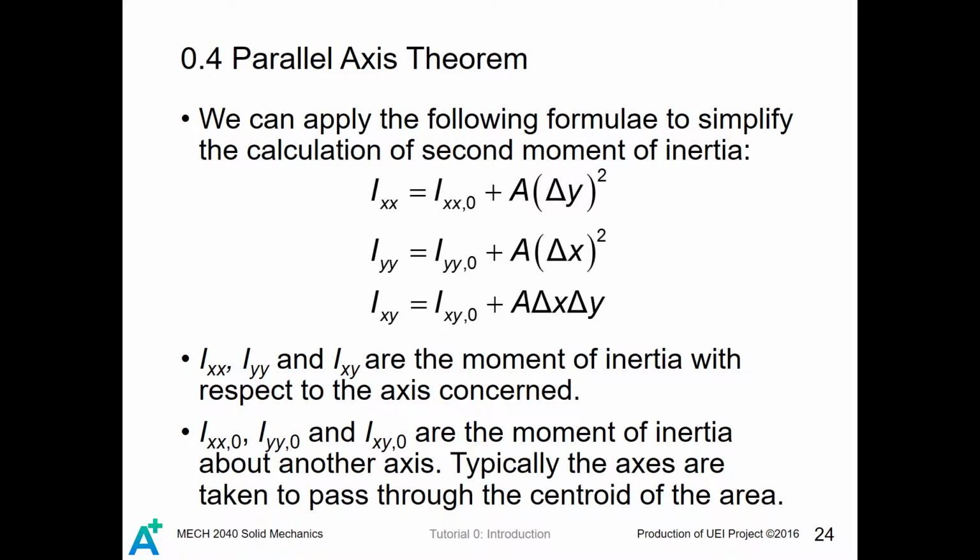let's talk a little bit. So Ixx naught, what does that mean? Just now we evaluated what is the moment of inertia of this rectangle. This axis is passing through its centroid, right? The moment of inertia of an area about an axis passing through its centroid will be Ixx naught.